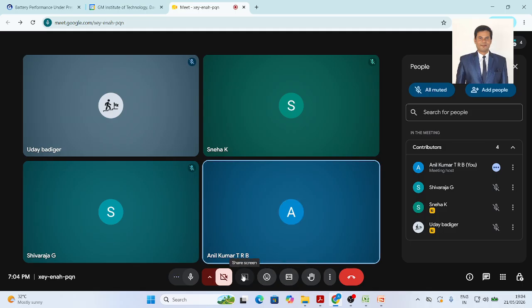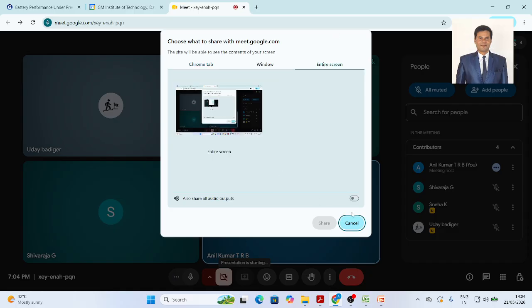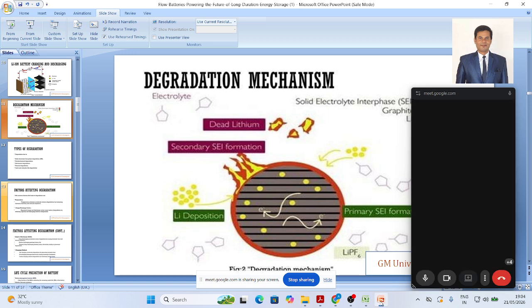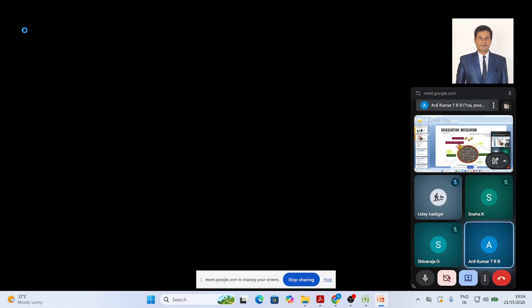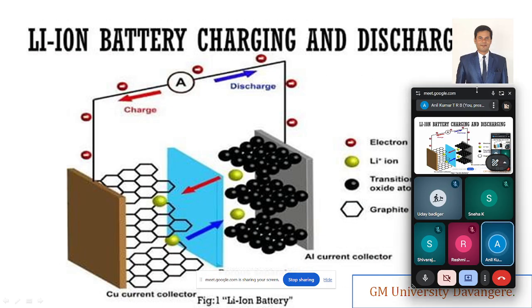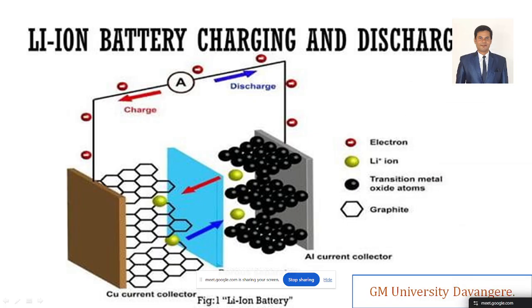I'll try to share the slides once again. All right. So actually, if you take the example of the lithium ion batteries, you can see we have the two collectors, that is anode and cathode, right? The lithium ions will be exactly in between the two electrodes, right? So just 1 minute.